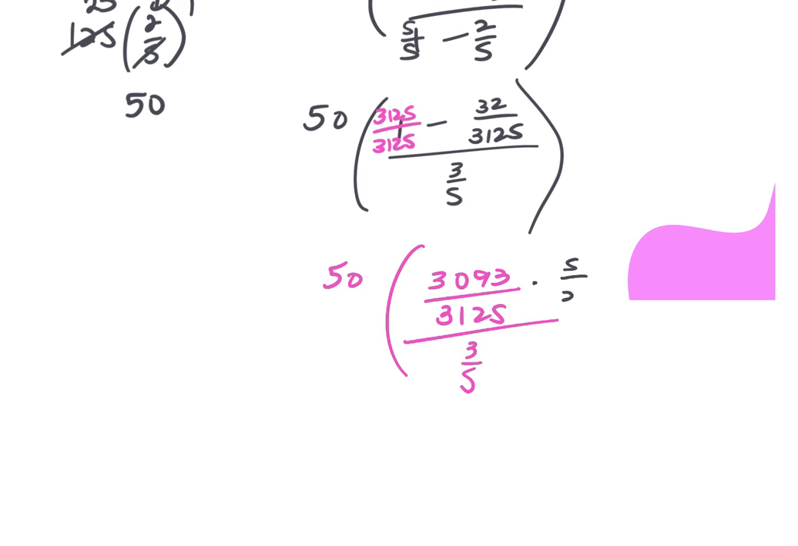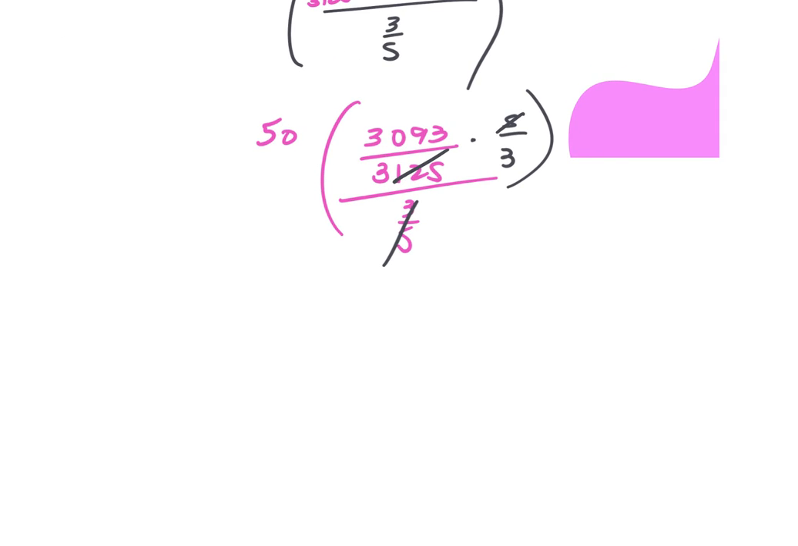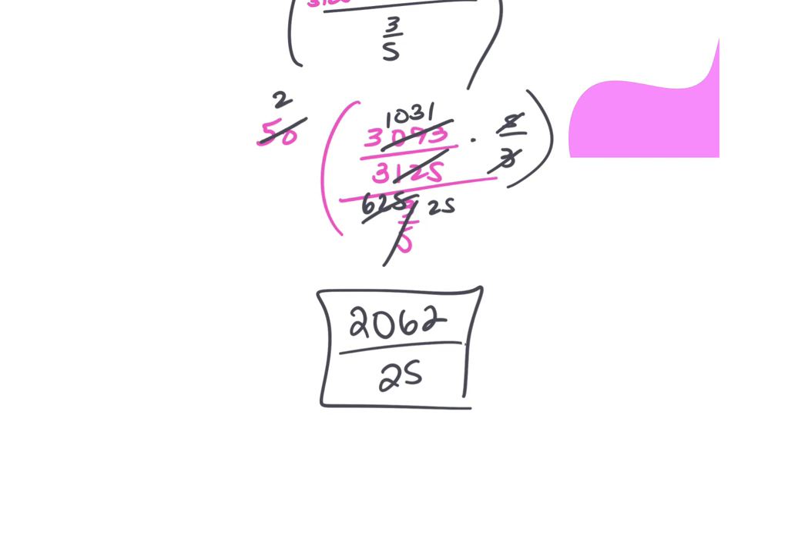And then keep change flip. So this is gone. 5 goes into here, 625, 3 goes into here, 1031. And then I can actually simplify this further. 25 and 25, this is 2 and 25. And you get 2,062 over 25. It has to be left that way.